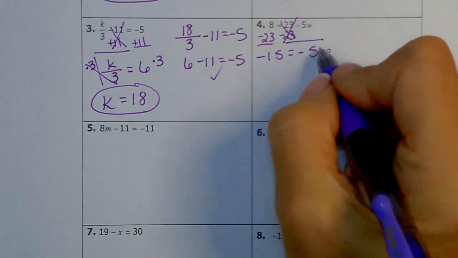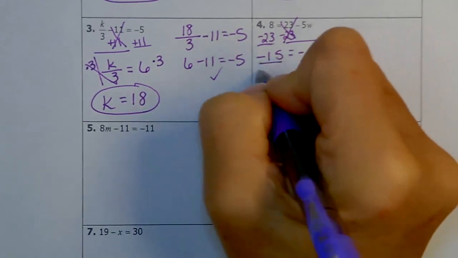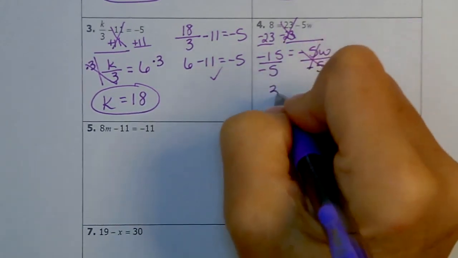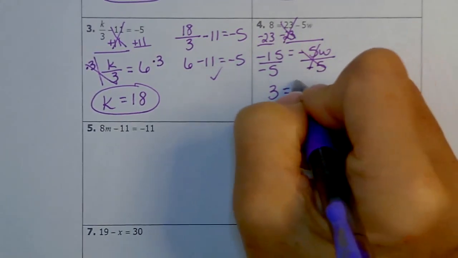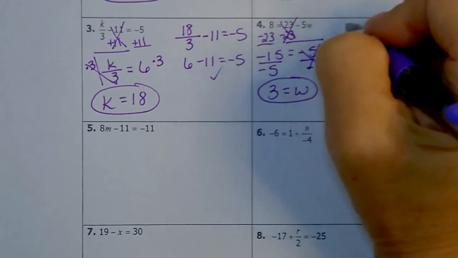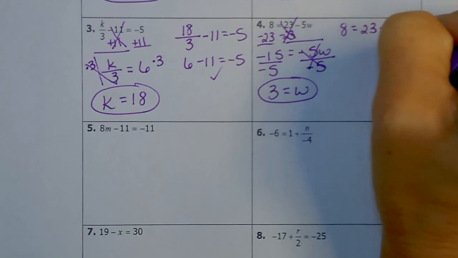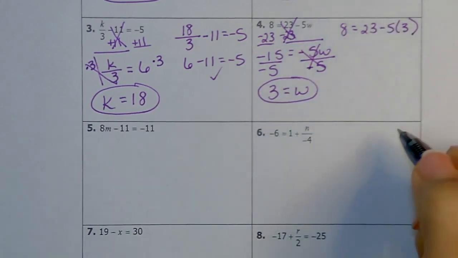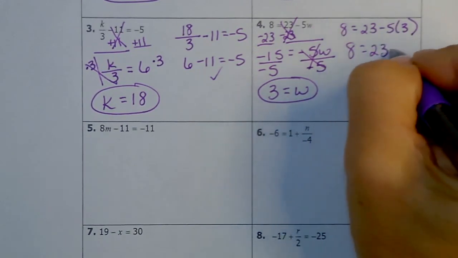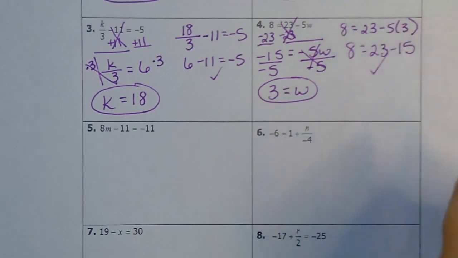Okay, I've undone add, subtract. Now I'm going to undo this multiplying by dividing both sides by -5. And I get 3 equals w. Time to check. So I'm going to substitute. Okay, let's take care of that. 8 equals 23 minus 15. And 23 minus 15 is 8.